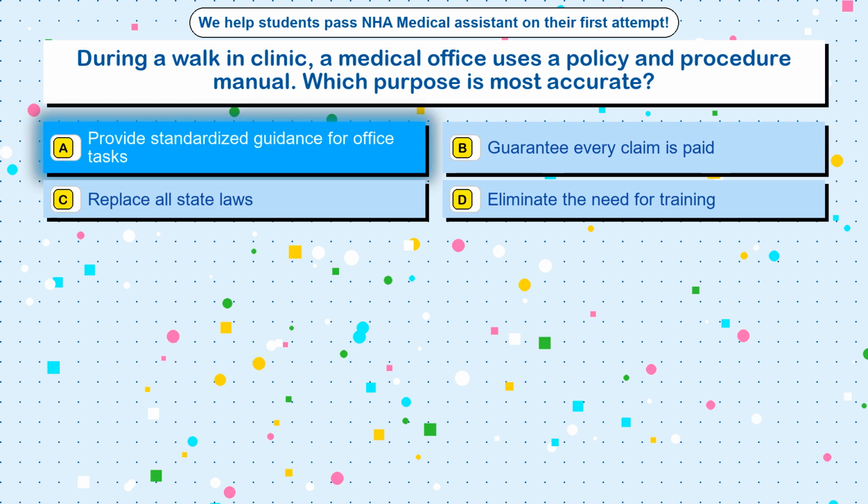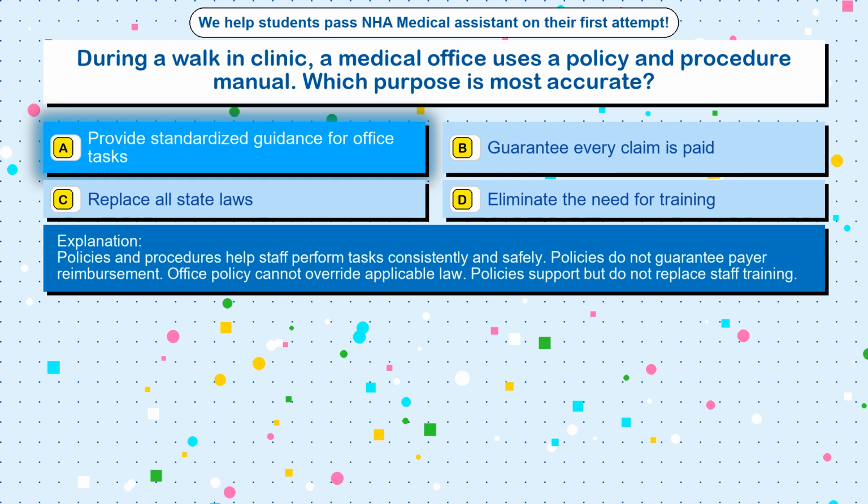The correct answer is option A. Provide standardized guidance for office tasks. Policies and procedures help staff perform tasks consistently and safely. Policies do not guarantee pay or reimbursement. Office policy cannot override applicable law. Policies support but do not replace staff training.